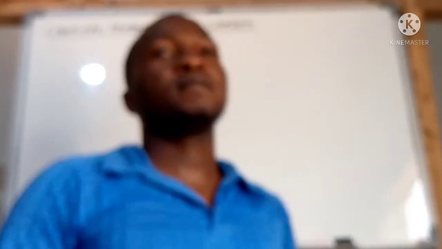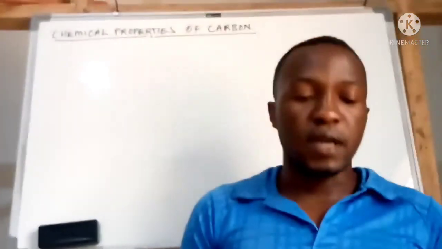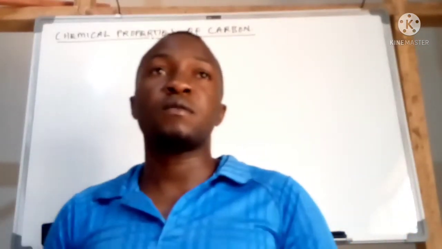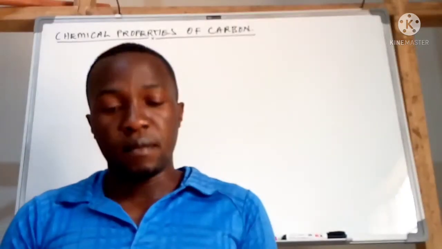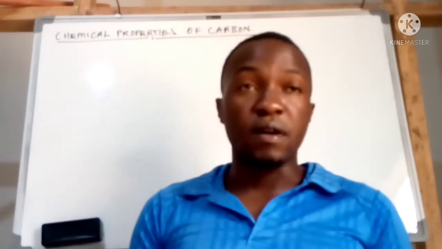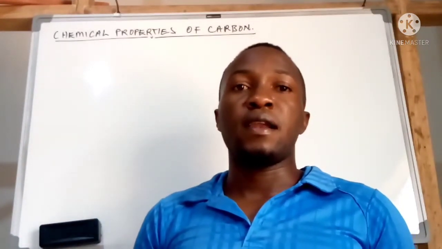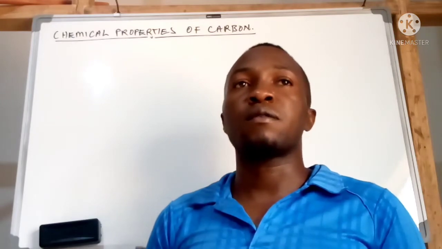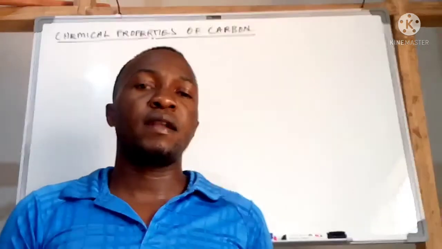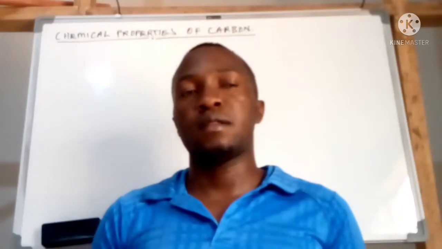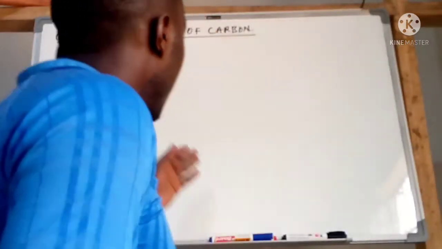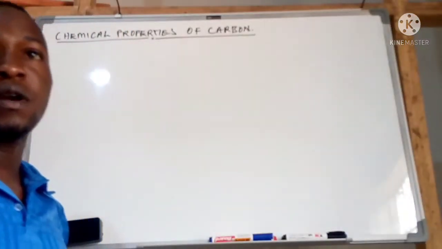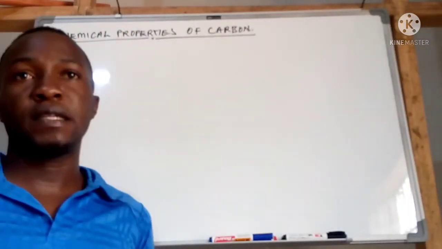Remember, in the last upload we looked at the allotropes of carbon, where we discussed the three main allotropes: amorphous carbon, graphite, and diamond. We left the session requesting you to try and come up with differences between the three allotropes of carbon. So today, still on the same element, we are going to look at the chemical properties.